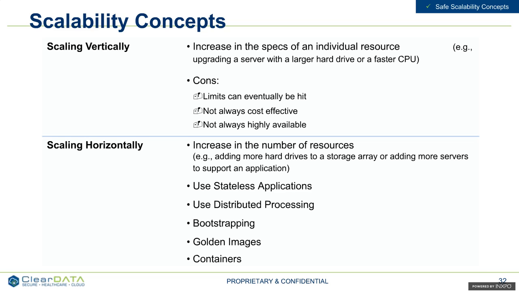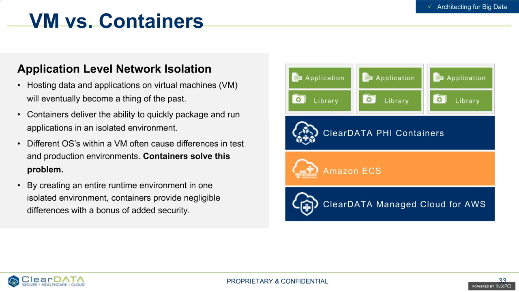Well, a couple of concepts. You can scale vertically, or you can scale horizontally. And I'll really focus my efforts on this next section of this dialogue with the public cloud. So from a vertical scale perspective, what this really means is that you would increase the specs or the specifications of an individual resource. So I'll show you a model in a few minutes, an SAP HANA model that embraces this type of scaling model. The cons to this are that eventually your limits can be hit. Sometimes it's not always cost effective, and sometimes it's not always highly available.